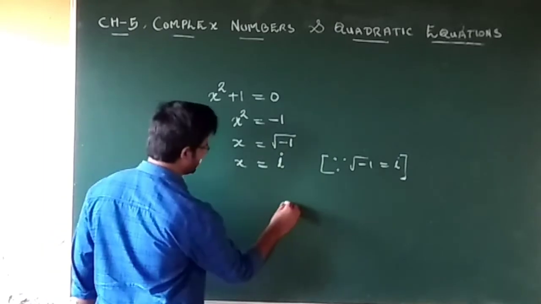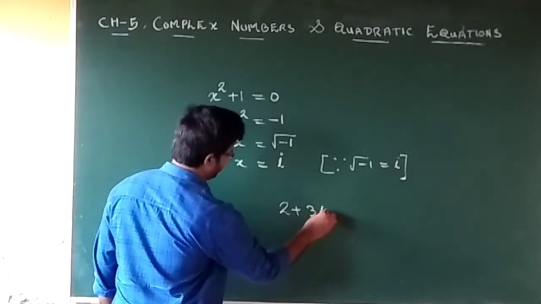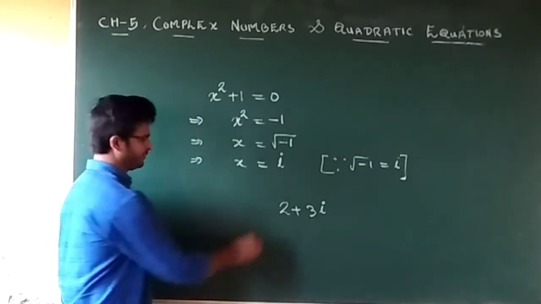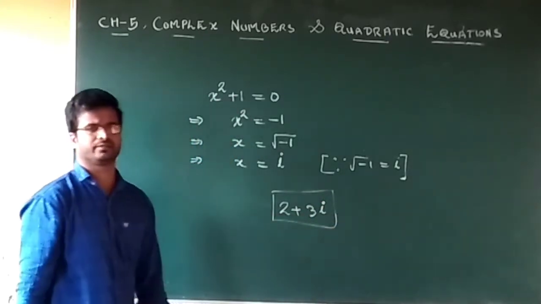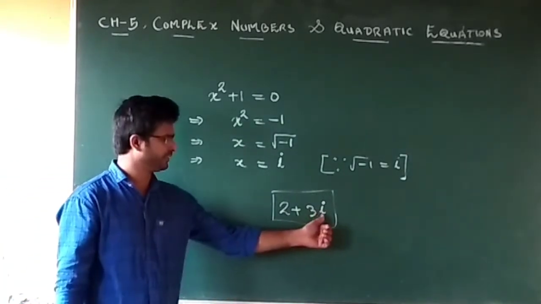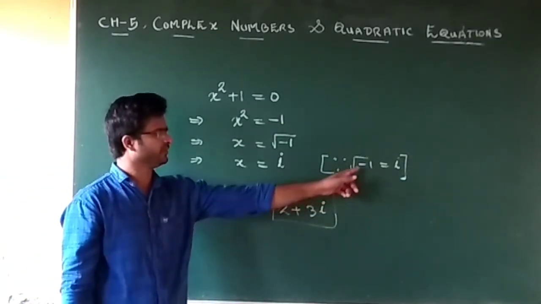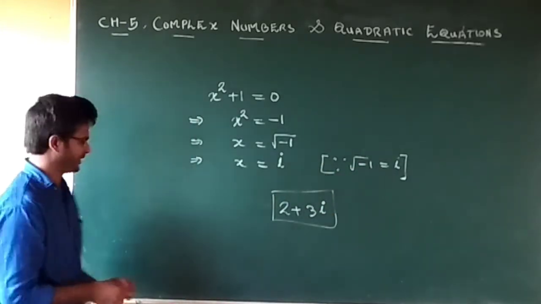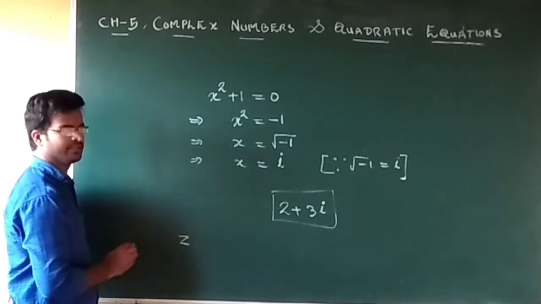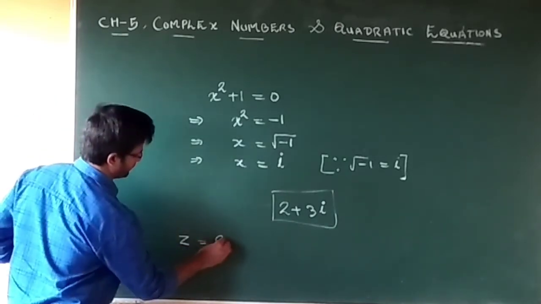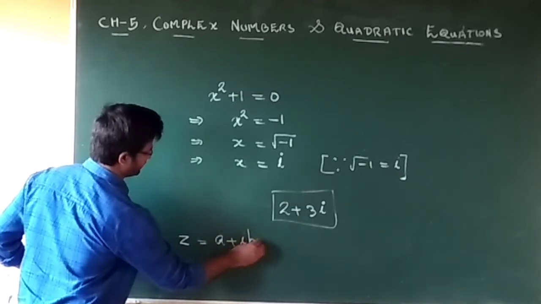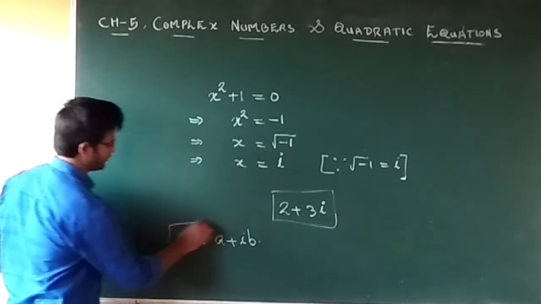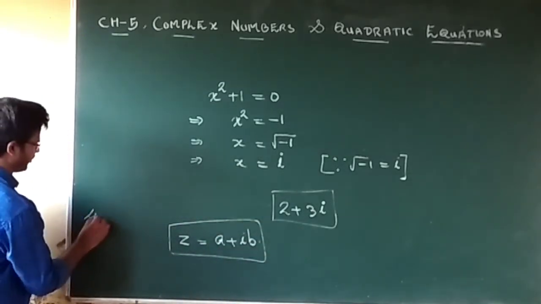One example, 2 plus 3i. This is one complex number only. That is the reason I is included here. i means square root of minus 1. Then a complex number is represented by the English alphabet z: a plus ib, where a and b are any real numbers. This is the general form of complex numbers.